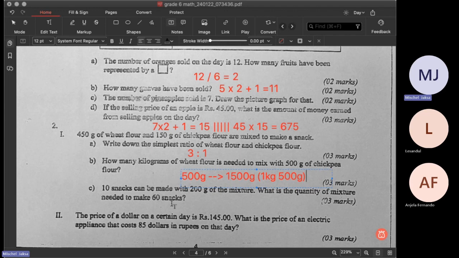Okay, Pute, is it correct? Yes. Check your answers and tell miss. Well done.